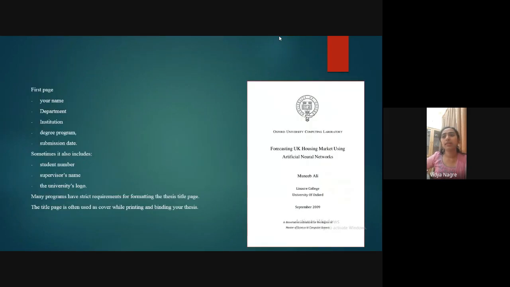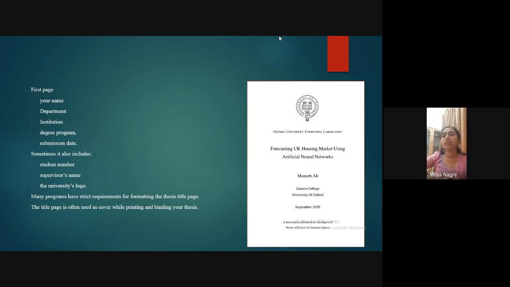So let's say this is your first page. This is how it should look, very beautiful, neat and clean. So you have to follow the font size, font style, and formatting rules and regulations given by the university. Only then is this going to look neat and clean.